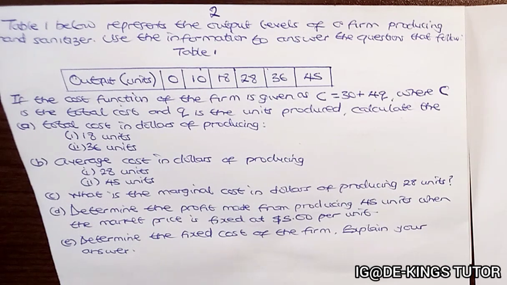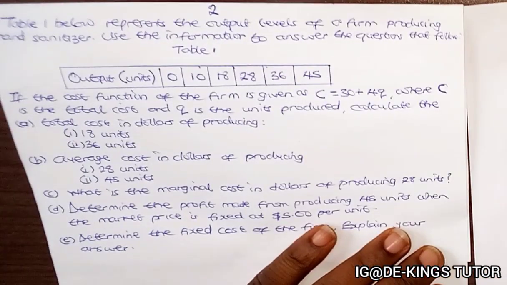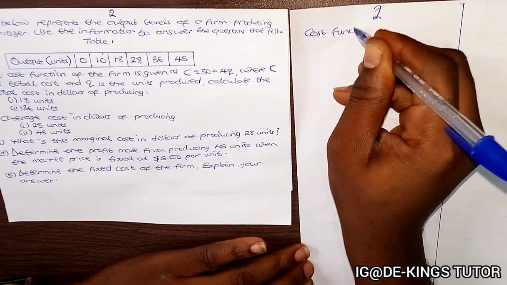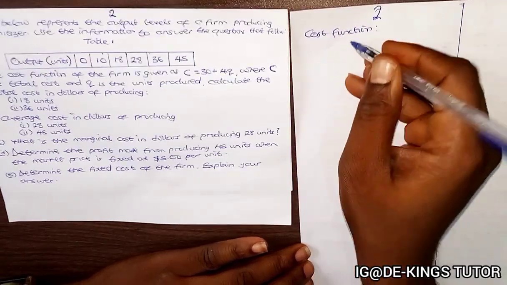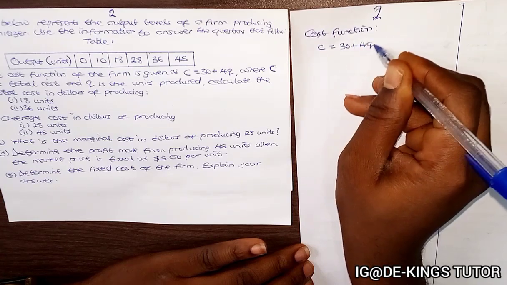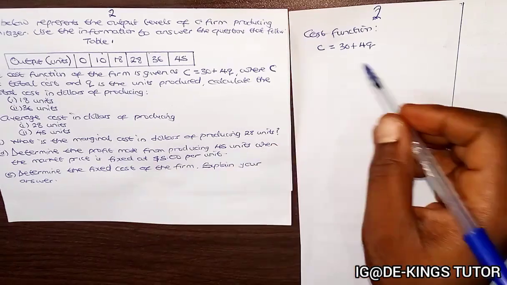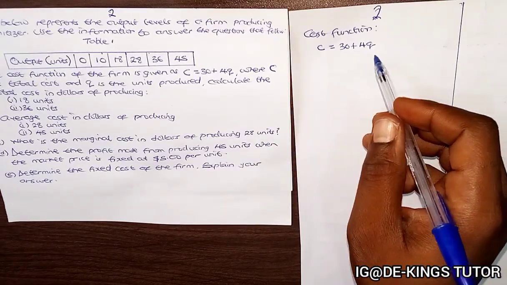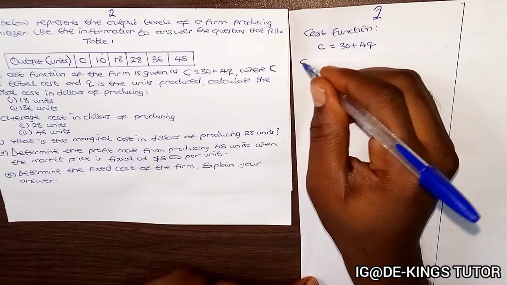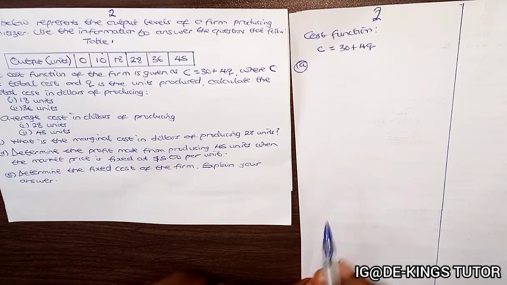Okay. Now, the cost function is given as this. So if we write the cost function, it is given as C equals 30 plus 4Q, where C is the total cost and Q is the unit produced. I say calculate A, the total cost in dollars when 18 units and 36 units is produced.